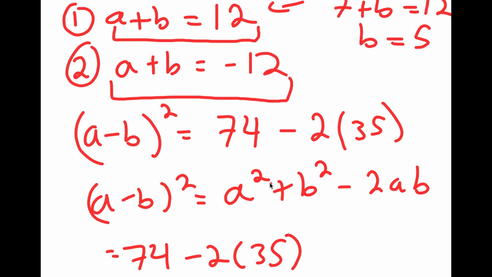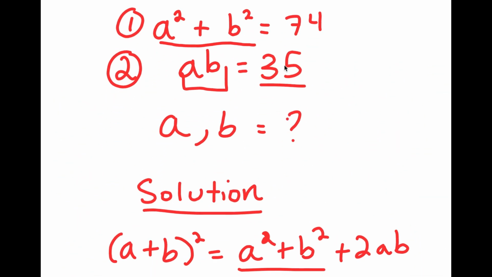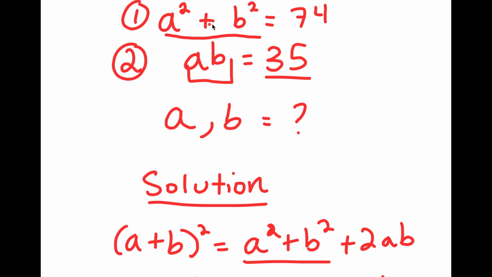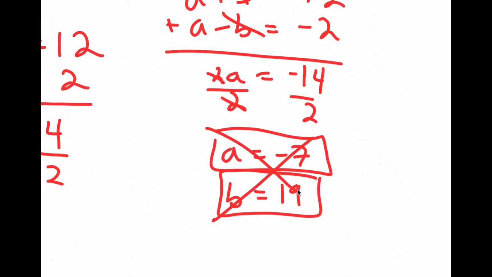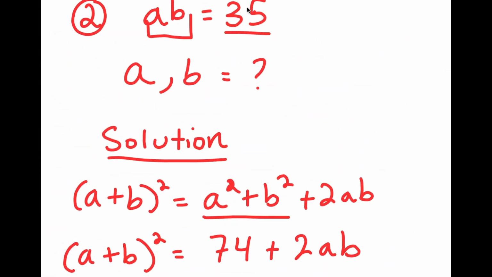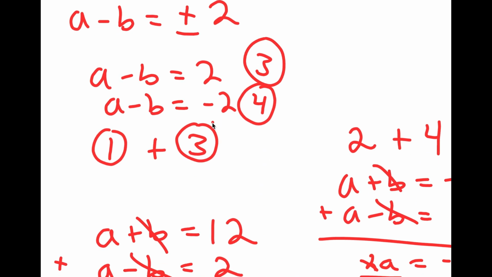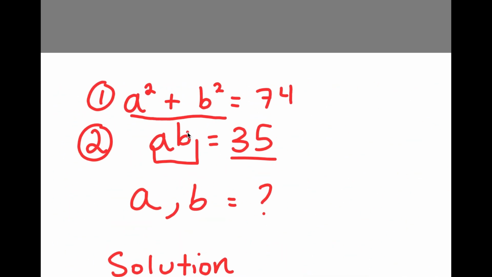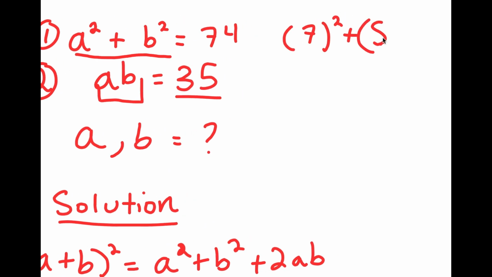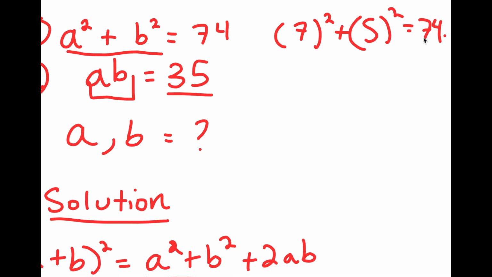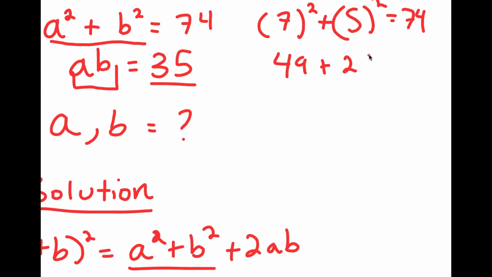So now my final step is to plug this into my original system of equations. So I have a squared plus b squared is equal to 74, and a times b equals 35. So just looking over here, we can already tell that this is not going to work because 19 times negative 7 is not 35. However, let's try a equals 7 and b equals 5. So if a equals 7, then I get 7 squared plus 5 squared is equal to 74. 7 squared is 49, plus 5 squared is 25, and 49 plus 25 is 74. So I get 74 equals 74.